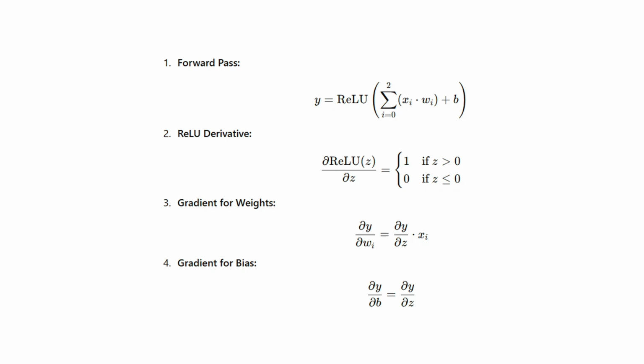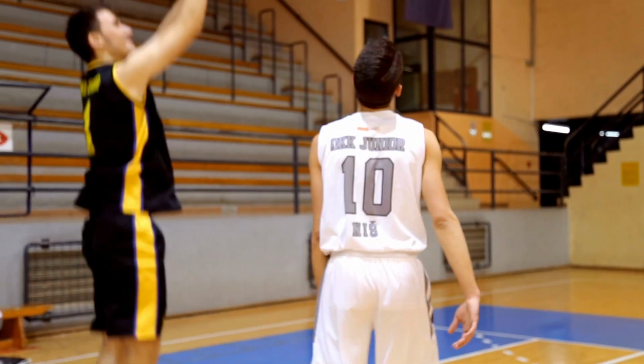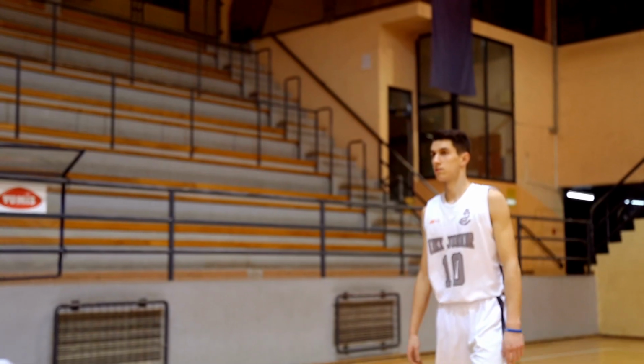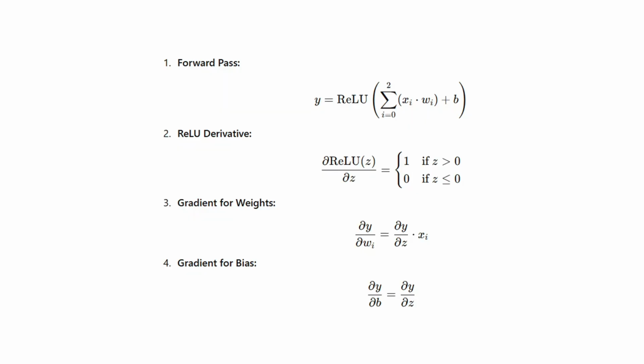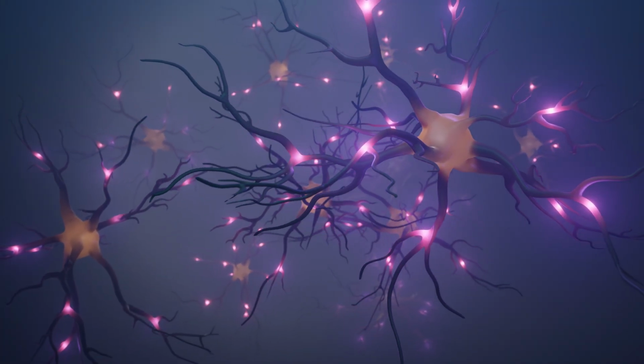Backpropagation is the process of learning from mistakes. We calculate how much each weight contributed to the error and adjust accordingly. This step is like analyzing each movement of the player. Did they jump too low? Was the angle off? In this case, by using calculus, or what we call derivatives, the network figures out how much to tweak each weight to perform better next time. This is what allows neural networks to continuously improve over time.